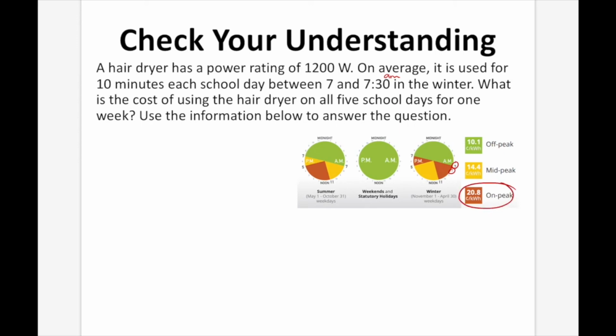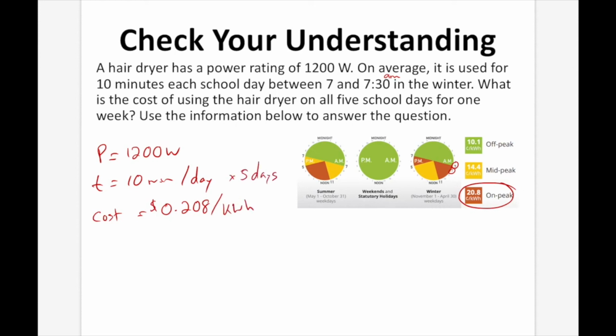Now, if the person used it between 6:30 and 7, then they'd get off-peak. So there'd be a difference there, which would be a substantial savings of money. So let's write down what we have. We know that the power is 1200 watts. The time is 10 minutes per day. The cost is going to be $0.208 per kilowatt hour. And we're going to use it for 5 days. So I want you to pause the video now and try to solve this question.